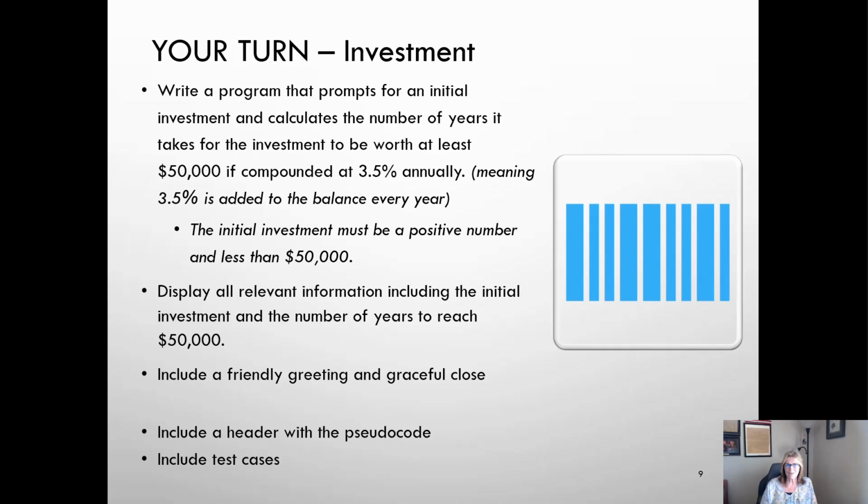Once you have calculated that, I want you to display all relevant information. That includes their initial investment and how many years it takes to reach $50,000. I also want you to include a friendly greeting and a graceful close because, once again, user experience is critically important in the programming world. As always, I want you to have some inline pseudocode as you map out a plan for this particular program, and you also need to include header information. And then finally, test cases. Tell me what to key in and what will happen if I key those values in. There needs to be a series of successful test cases as well as unsuccessful test cases if I key in invalid values.